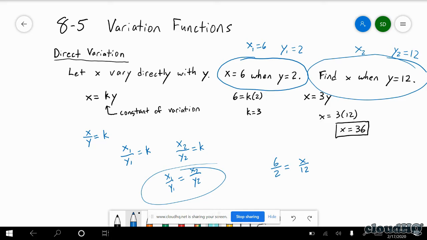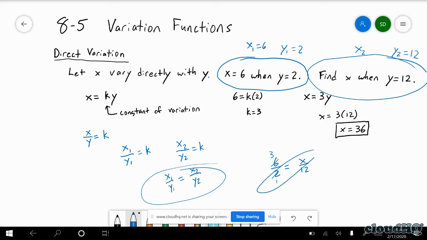We can solve that using cross products, cross multiplication. So this is an equation of radicals. Sorry, not radicals, rational equation. It's why it falls into this chapter. And we could solve by cross multiplying. If you wanted to first simplify this fraction, you certainly can. 6 over 2 goes to 3 over 1.